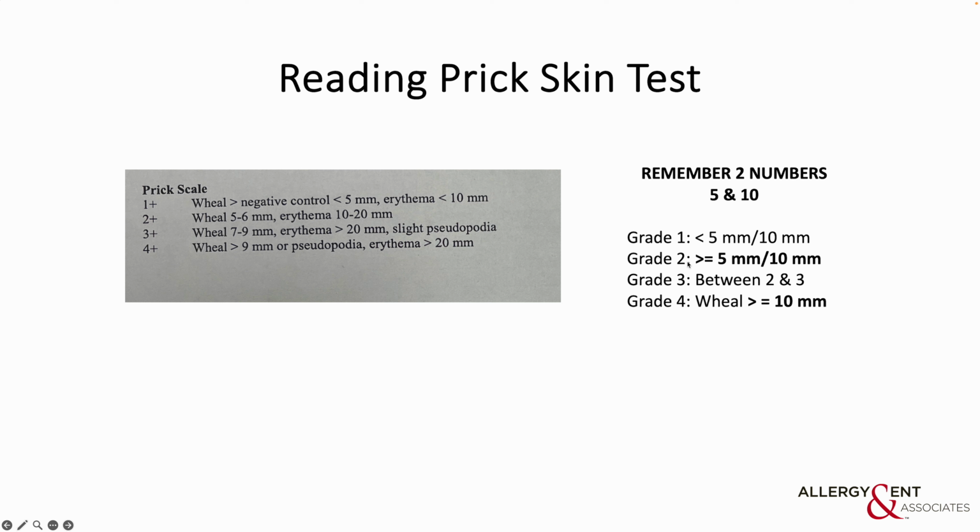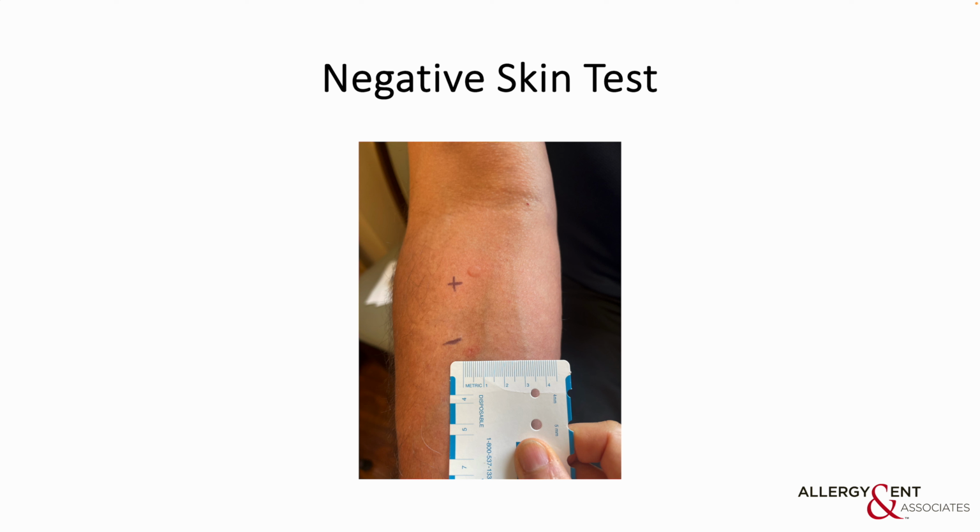What makes a 2, which is a positive test, is when you have at least a 5 millimeter wheal, a wheal being a bump, and 10 millimeters of redness. Okay, and that would define a positive test. Sometimes, and this is not a perfect example, a patient can have some redness around it in the case of a dermatographic patient, but they have a very small wheal, smaller than that, and you can call it a 1.